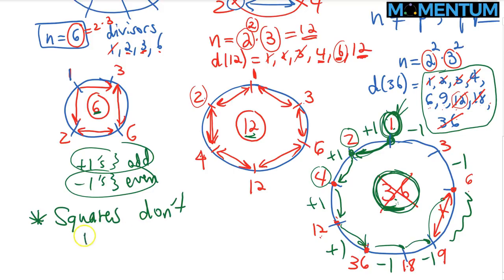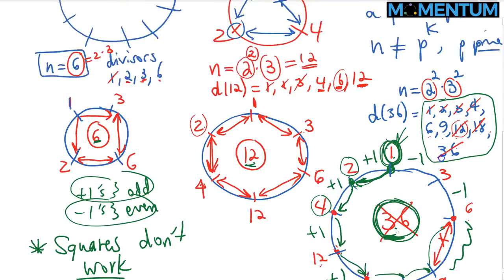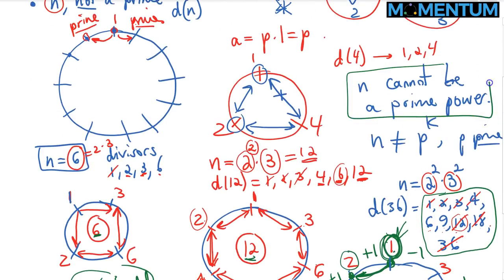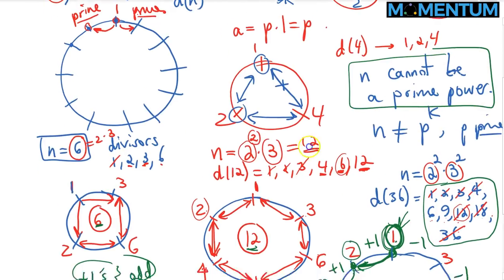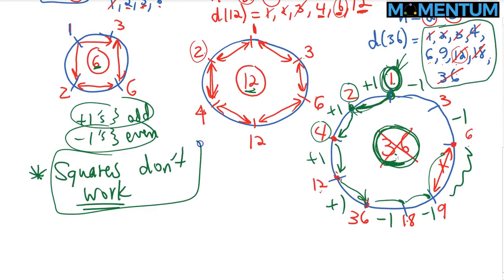Squares don't work, but this is usually not the way to solve a problem, right? So far we know that n cannot be a prime power, a power of a prime, and similarly n cannot be a square. So n is not equal to something squared, m squared.